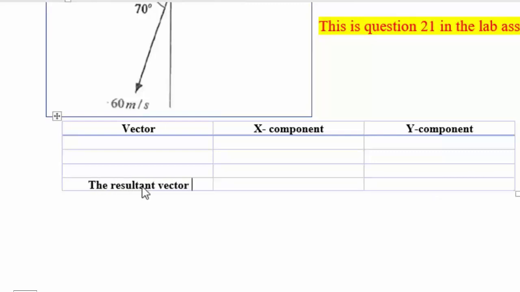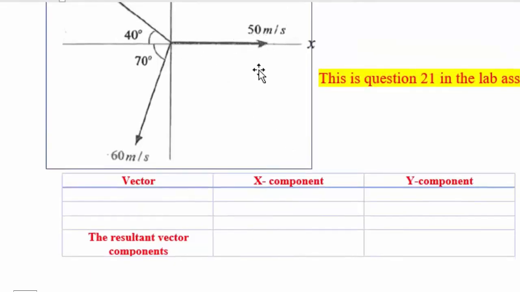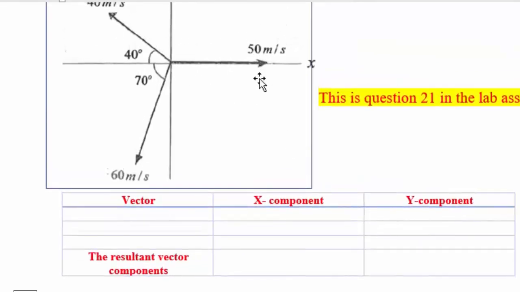Now the first vector is this vector here, it's 50 meters per second, and you can see it's lined up with the positive x direction, so it has 0 angle. So vector 1 here is 50 meters per second at an angle of 0 degrees.